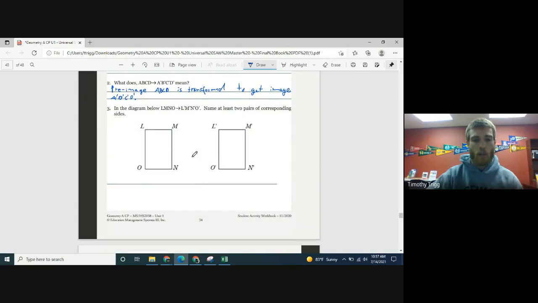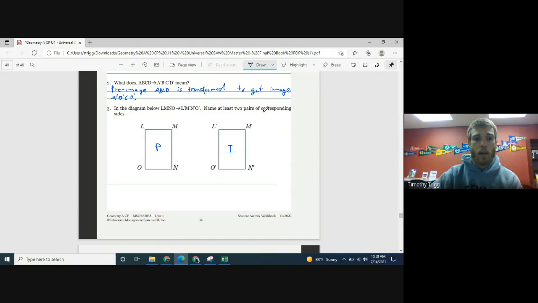So when I look at this, for example, notice I've got L, M, N, O here, and then I've got L prime, M prime, N prime, O prime. That tells me that this is the pre-image, and then this is the image, okay? Because the image always has those primes. So we started with this one over here, and we end up with that one here.